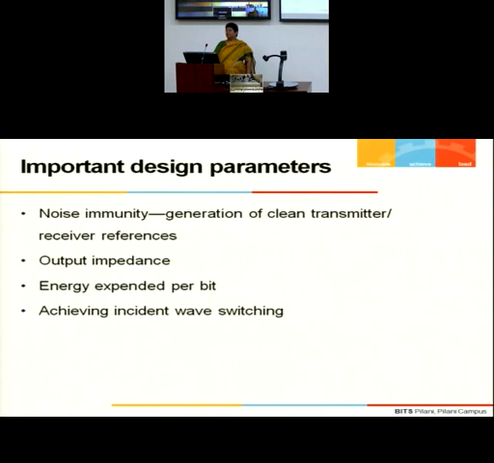And then we want to achieve incident wave switching. Incident wave switching is the ideal way of transmitting the data bit. That is, the signal travels from the source, reaches the destination and gets fully absorbed there. No reflection back. That is called incident wave switching. This is the ideal way of transmitting the data through a wire.